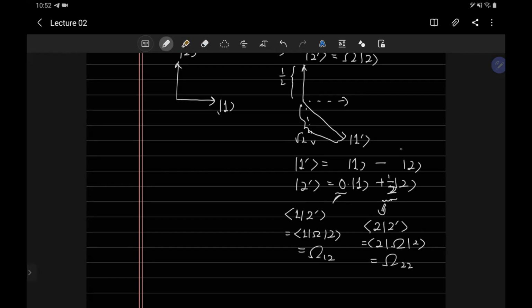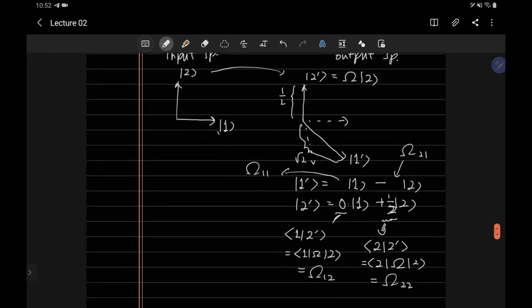And then you can also see that this component, minus 1, can be written as omega 2 1, and this component can be written as the omega 1 1 component. So, the transform back.